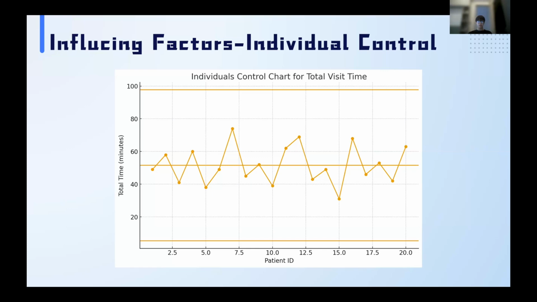This indicates that the problem is embedded within the system itself, not caused by random events. Merely managing daily variations is not enough. We need to achieve breakthrough improvements through fundamental process changes, such as introducing an AI-powered scheduling and queuing system. In summary, our analysis has not only pinpointed the cause of the problem, but also charted the path forward. We must focus our efforts on structural reform of the waiting process.